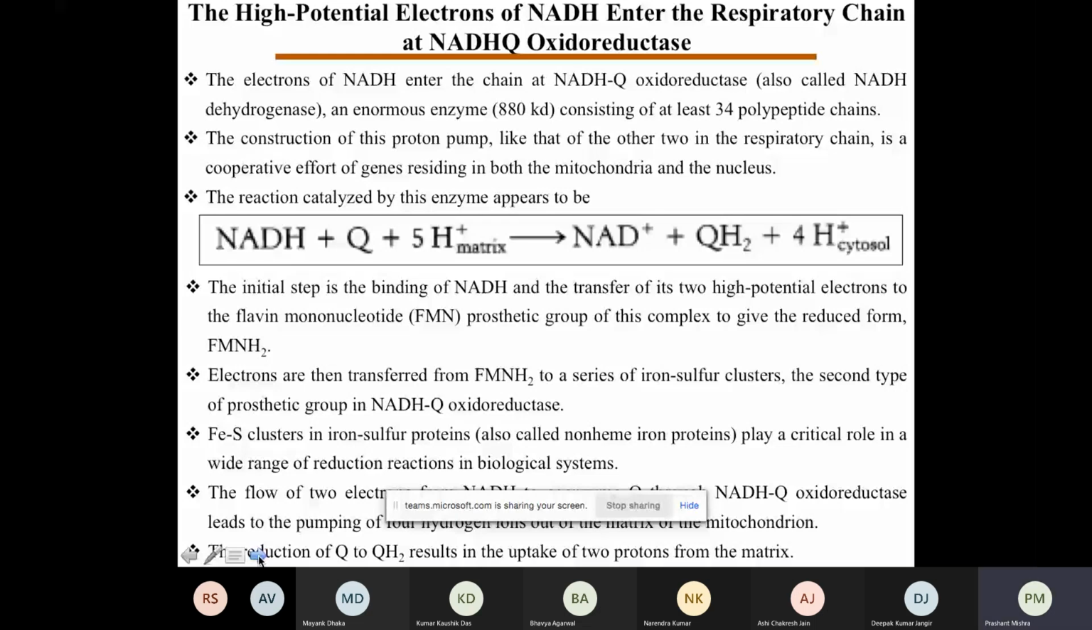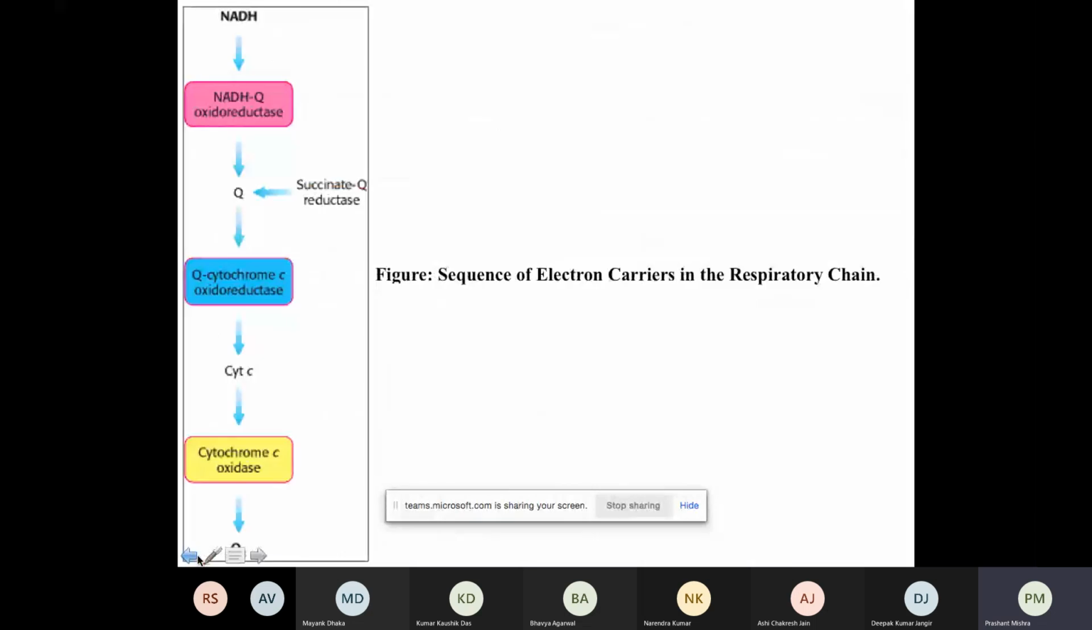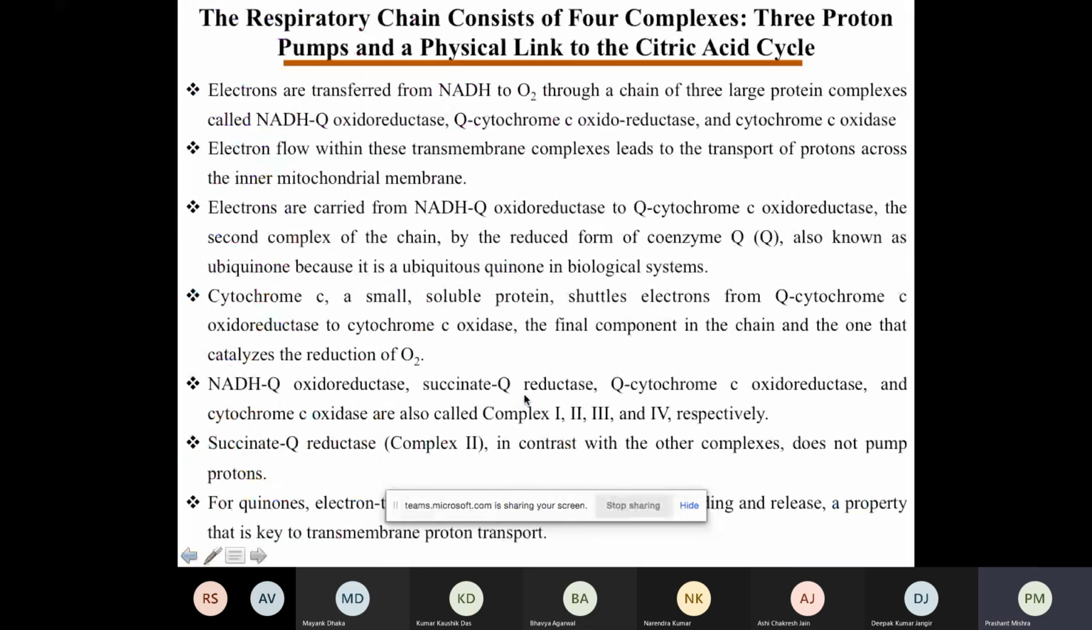So the reaction catalyzed over here is, before we move on to this, let us talk about the other thing. So you have all these complexes, four complexes. Complex 2, which I said is succinate Q reductase, in contrast with other complexes, does not pump protons. This part we will discuss in a little detail.